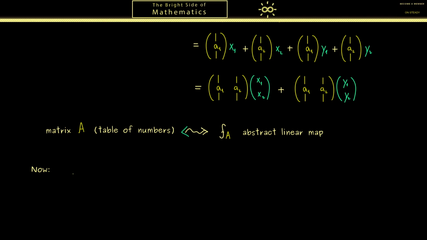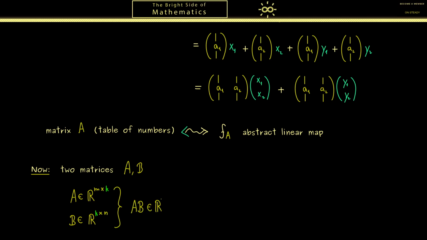Because now, first in this video, I want to explain what happens when we take two matrices. So let's simply call them A and B. And now you might already guess, we want to multiply them, which means this dimension here has to fit with the number of rows of B. Therefore, B is now an element in the set R to the power k times n. So in conclusion, A times B is well defined. And an element in R to the power m times n.